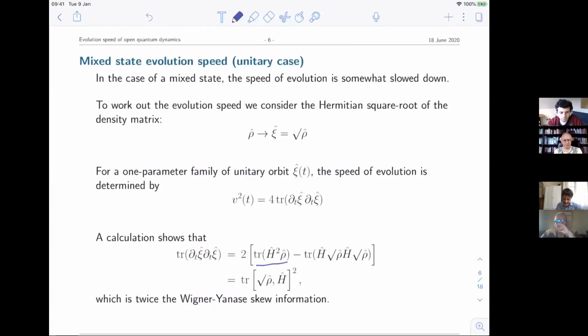but for mixed state, this quantity is less than the energy variance. And in fact, this is a known quantity defined by Wigner and Yanase back in the 60s, where they call this expression skew information. So it is the skew information which gives you the speed of evolution of mixed state in Hilbert space.